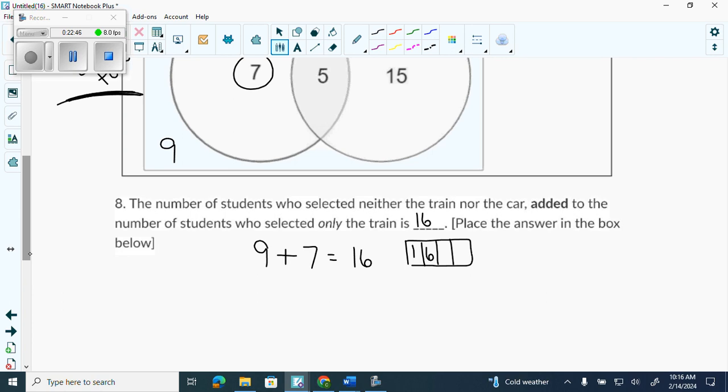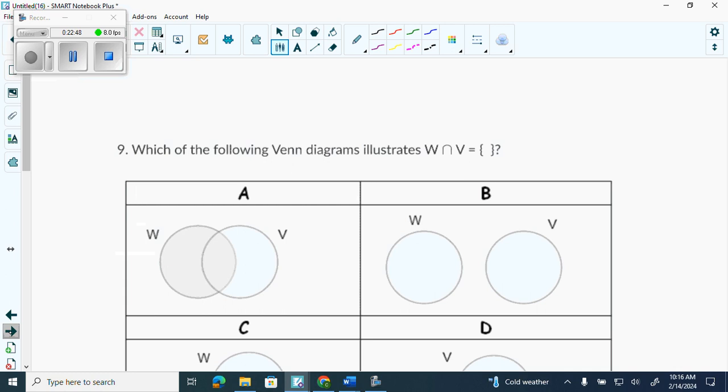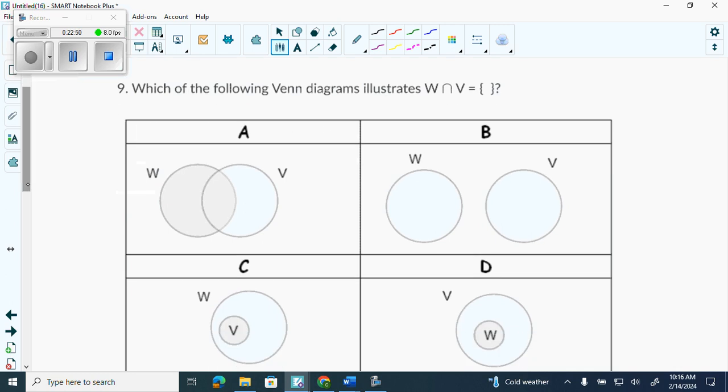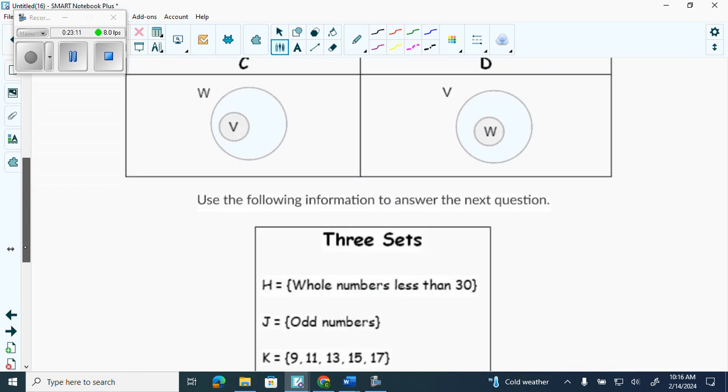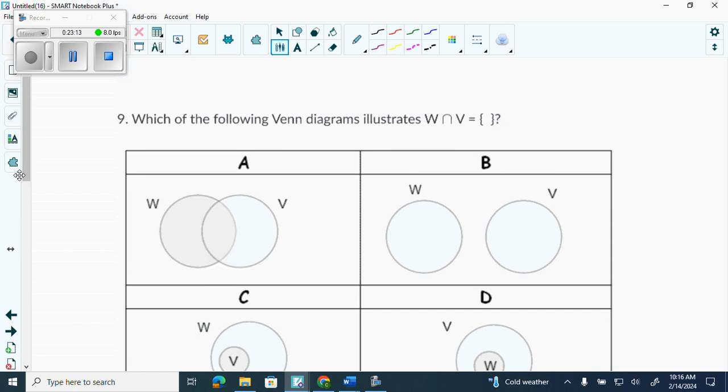And we're flipping over. Which of the following represents W and V being empty? What happens when you have two sets with nothing in common? What are they called? Disjoint, which means they are two separate circles. We agree? So which one is it? B. B. Circle. All right.